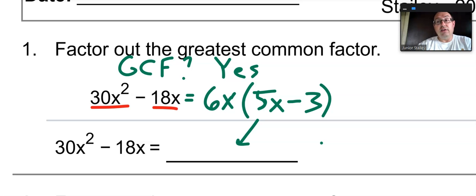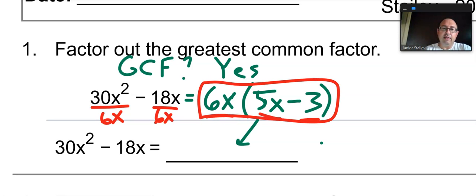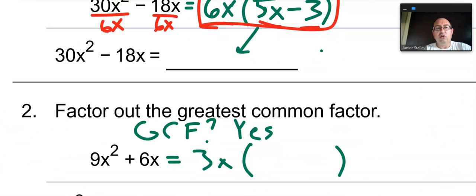Well, 6 is the largest thing that goes into the coefficient, and x is the largest thing that goes into both terms, x to the first, that is. So I pulled out the 6x, and what you're really doing is taking each one of these things and dividing it by 6x. When you do that, you're left with 5x and a minus 3. Because both of these are linear factors, you can't break anything down farther than linear factors. So we pulled out the greatest common factor, and we're finished with that question.